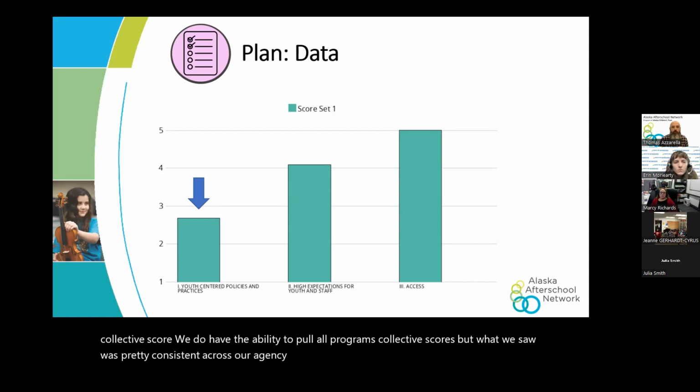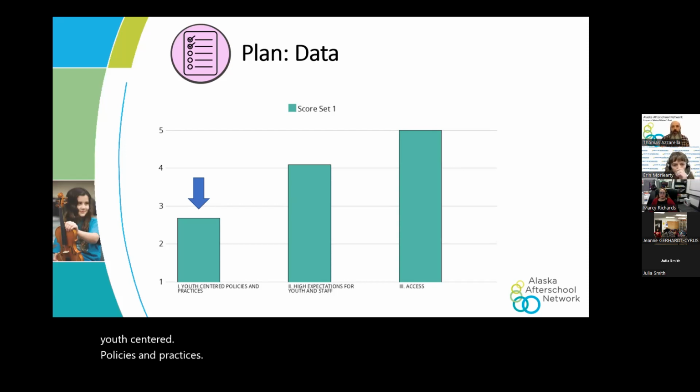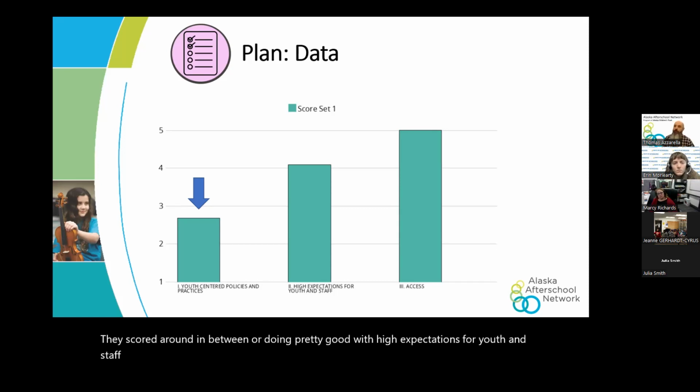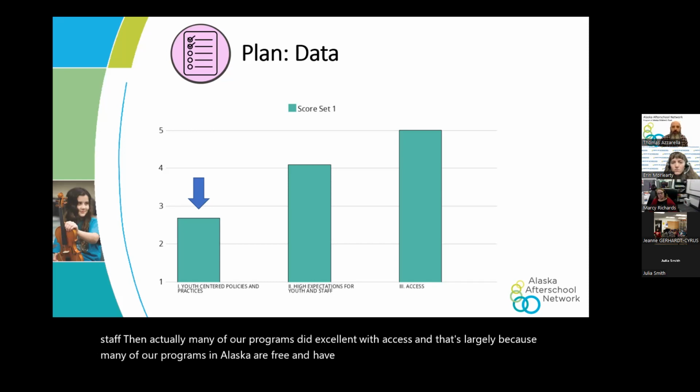That we saw programs scored lower on youth-centered policies and practices. They scored around in between or doing pretty good with high expectations for youth and staff. And then actually many of our programs did excellent with access. And that's largely because many of our programs in Alaska are free and have addressed transportation barriers. So that really helps us move forward, which is a really great thing to see because frequently that is an area that a lot of other programs struggle with.